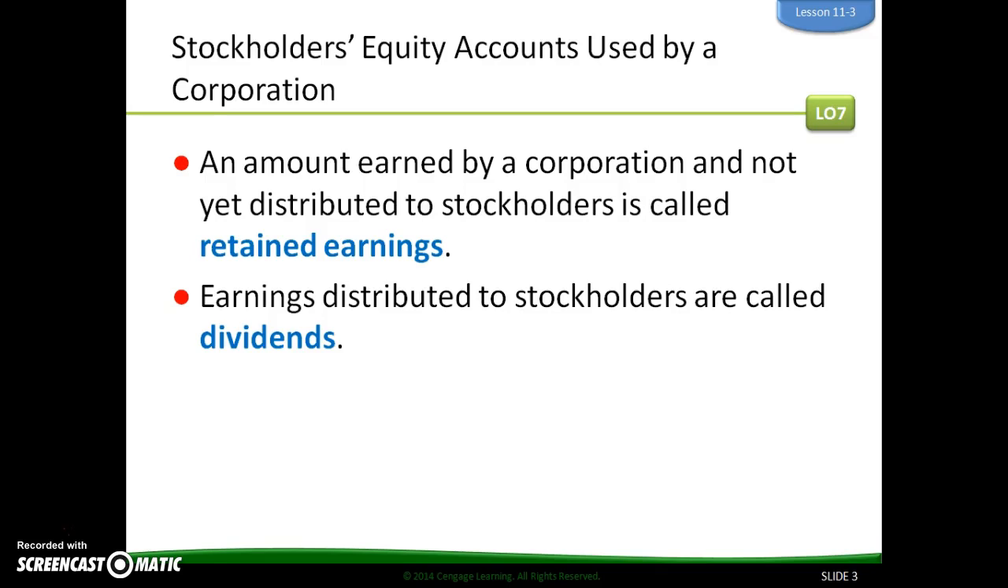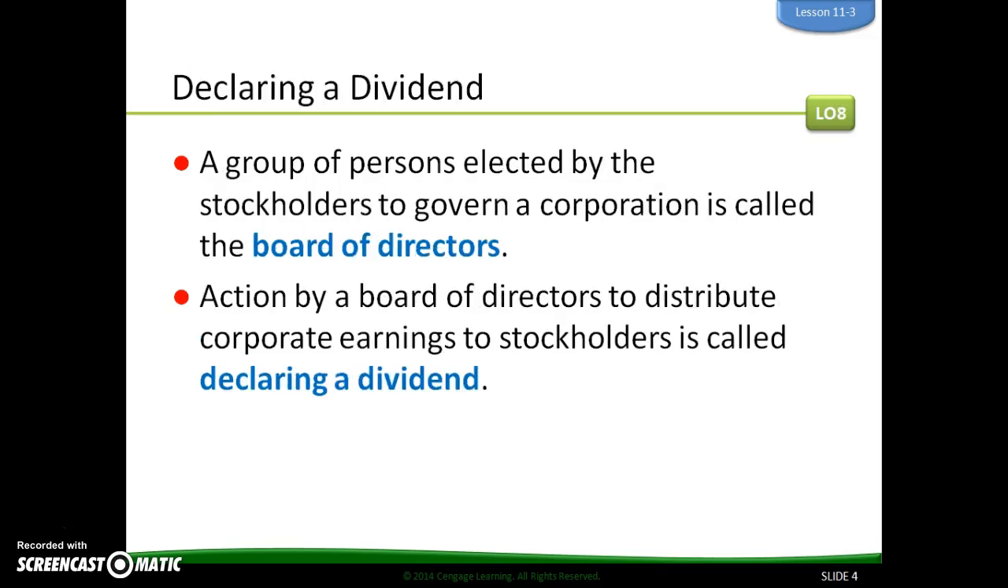Now, a company's board of directors, that's the group that's responsible for governing the actions of the corporation, might decide to declare a dividend. The board of directors governs a corporation, and they would decide what is going to be done with the company's earnings or their profit. So when the board decides to distribute corporate earnings, or distribute the profit that the company has earned, it's called declaring a dividend.